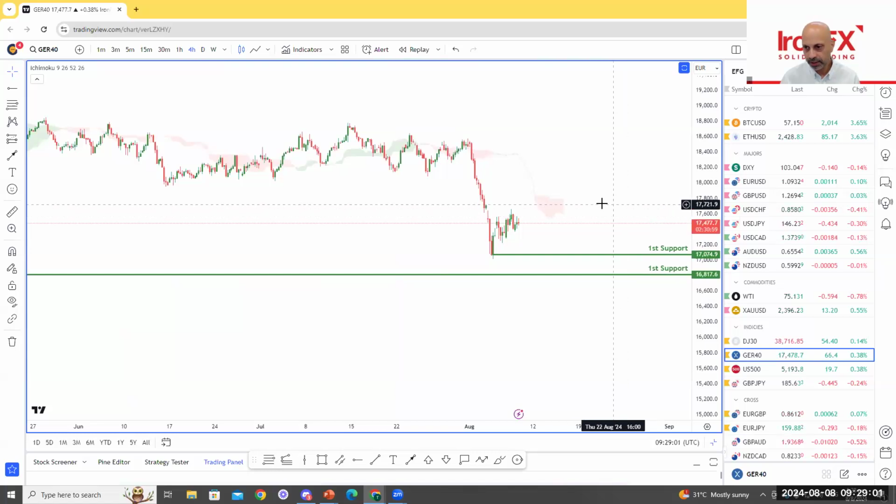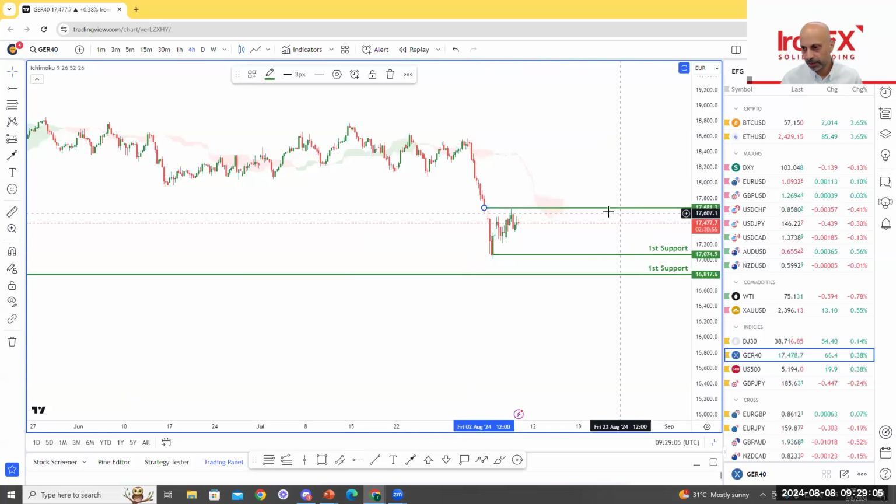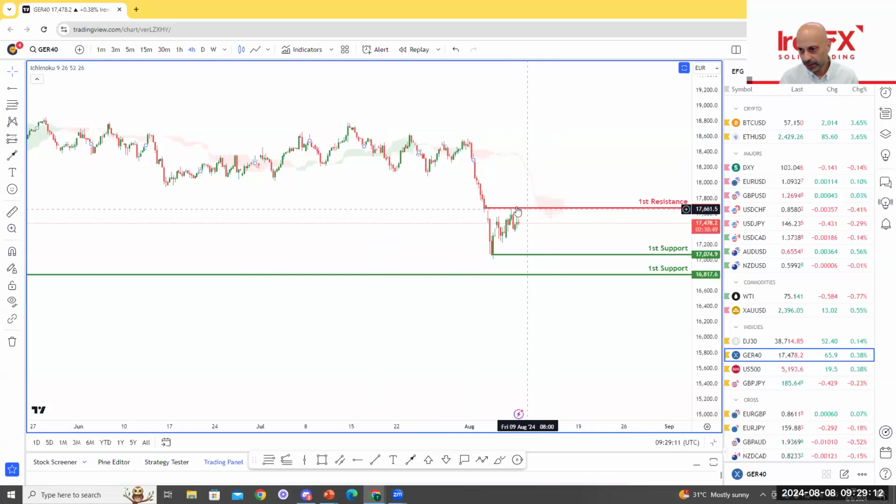In terms of resistances, I see a pretty decent overlap level here at 17,681. This is what I would identify as the first resistance here. And it's also a level that aligns pretty well with the Ichimoku cloud as well. So take note the bearish Ichimoku cloud here can also function as an area of resistance. And at the same time, we see a pretty decent overlap as well.